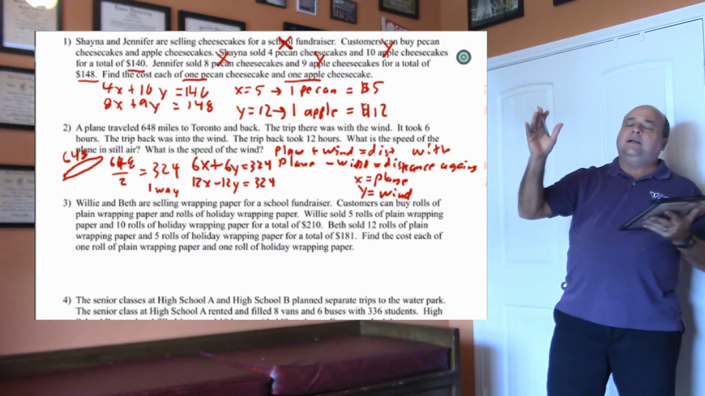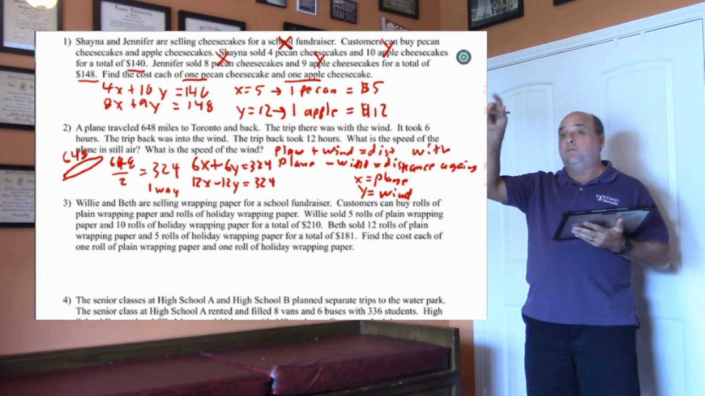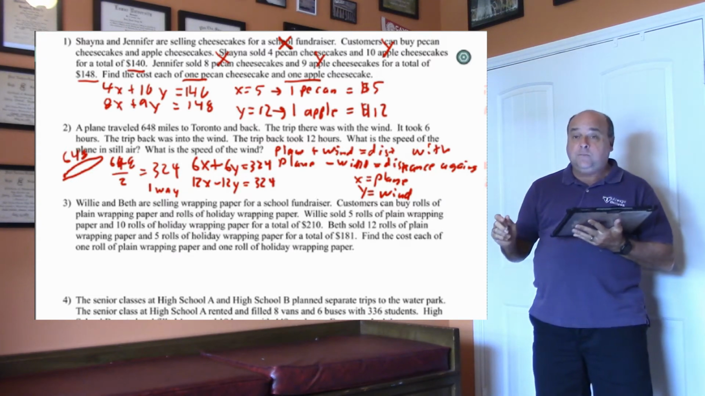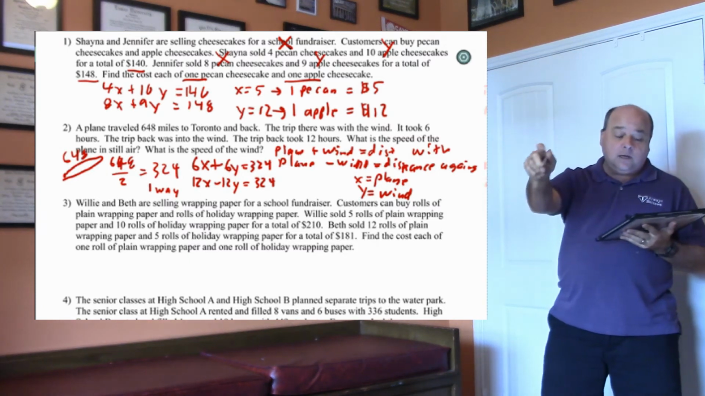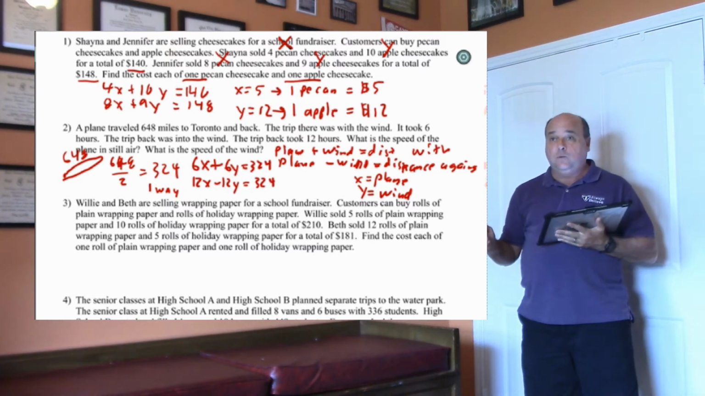Okay, so with the wind, and this is confusing, I will not give you a wind problem like this on your test. It's more likely going to be the standard or the mx plus b's like y'all are doing on the worksheets. So 6x plus 6y equals 324. That's with the wind. 12x minus 12y equals 324. That is against the wind.